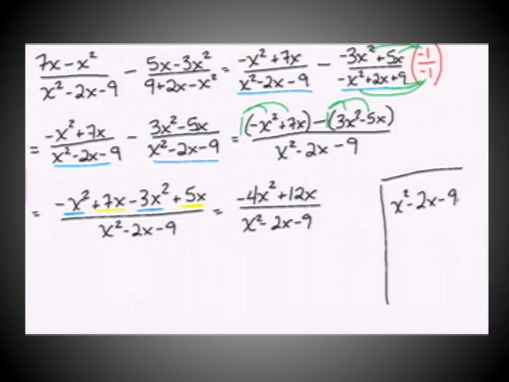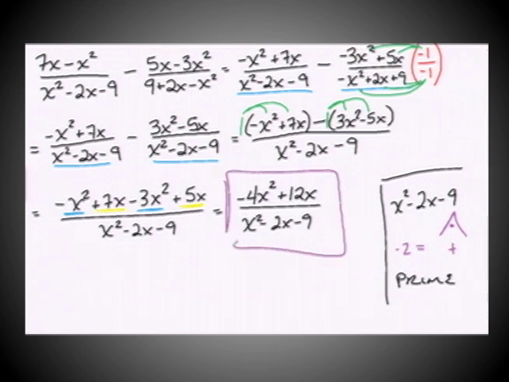But just to show you, if we were going to factor that denominator, x squared minus 2x minus 9, we would have to ask ourselves the question, what multiplies to make negative 9 but adds to make negative 2? And there are no factors of negative 9 that fit that bill. So we would call this particular trinomial prime because it cannot be factored. So we can't go any further with this answer here. So we end up with negative 4x squared plus 12x over x squared minus 2x minus 9.